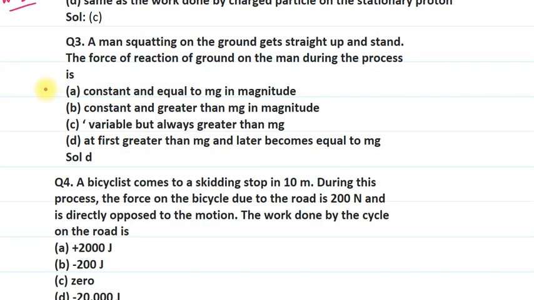So students, let's move ahead to question number 3. A man squatting on the ground gets straight up and stands. The force of reaction of the ground on the man during the process. So the man is squatting on the ground, gets straight up and stands. The force of reaction of the ground on the man during the process.